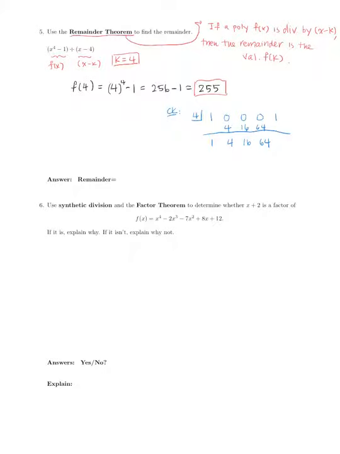Oh, you know what? Hold on 1 second. Sorry, I made a mistake. This should be negative 1, right? Because the constant term is minus 1. Sorry about that. So in this case here, 64 times 4 is what? 256. Subtract 255. Boom. This is going to be the remainder. So it checks. All right. So the answer, the remainder is 255.